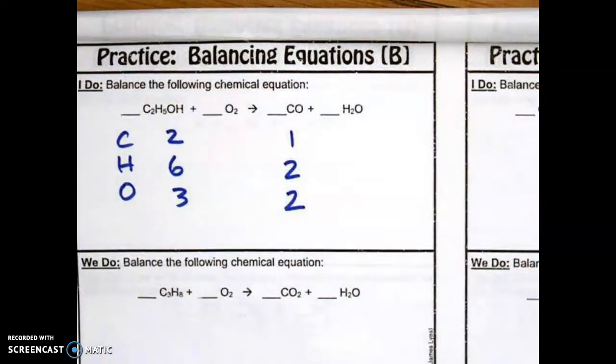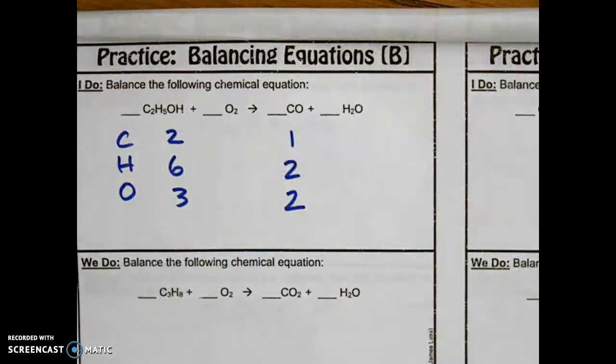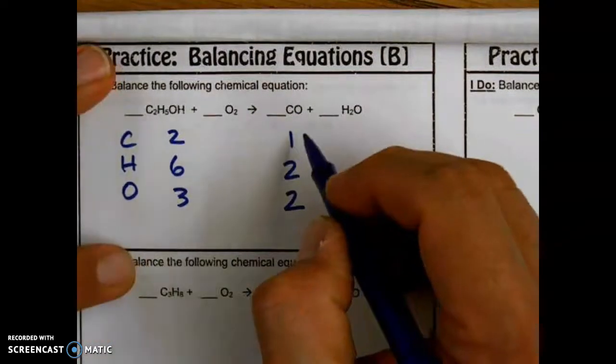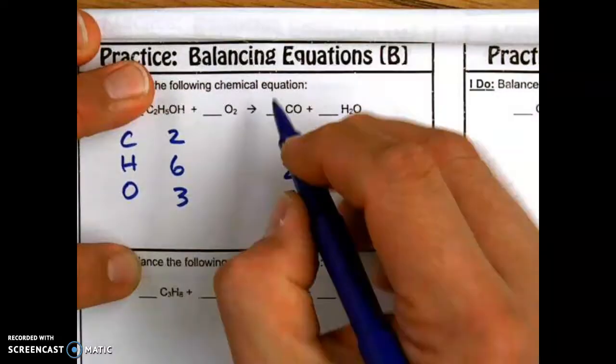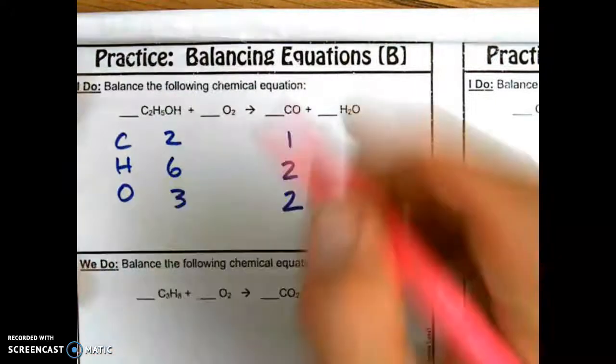Okay, so we're going to start off with C. Always start with the most complex one first. So how many C's do we need on this side? We need 2, so we're going to put a 2 in front.